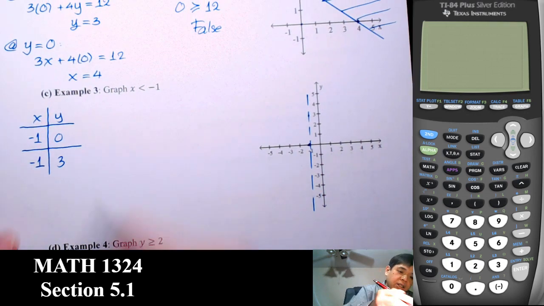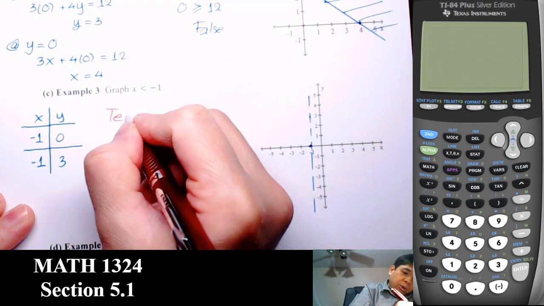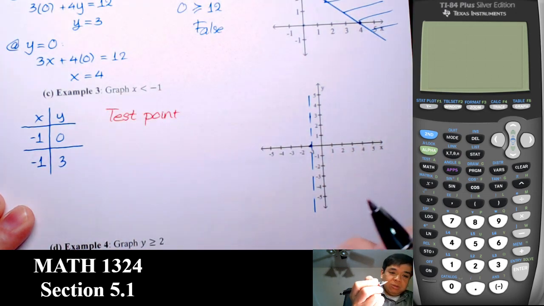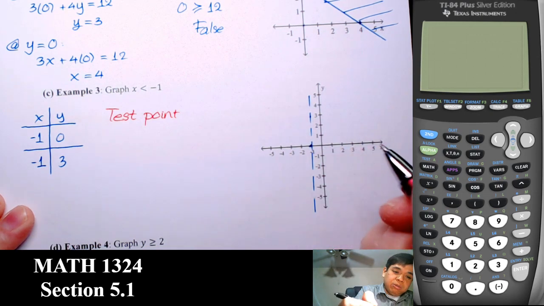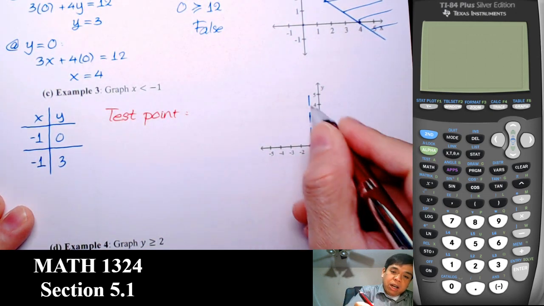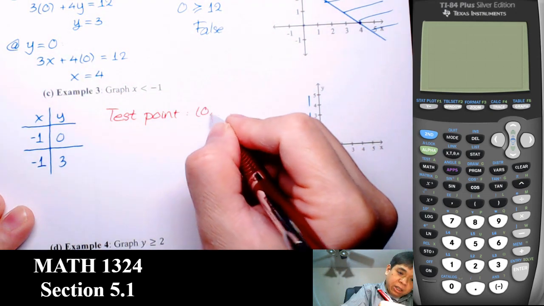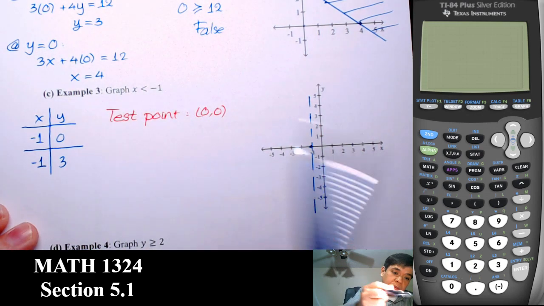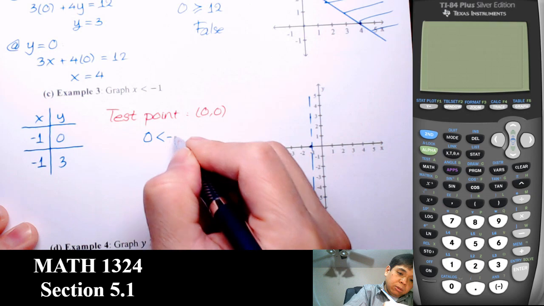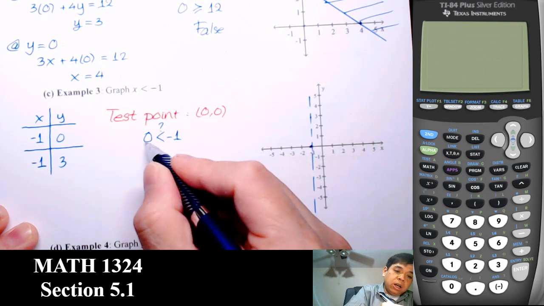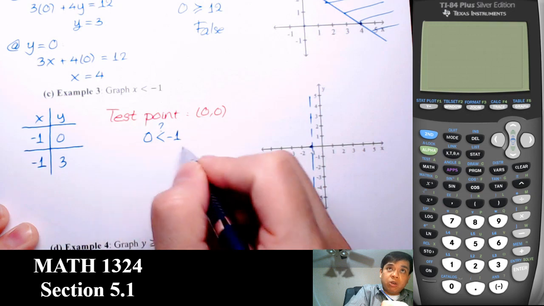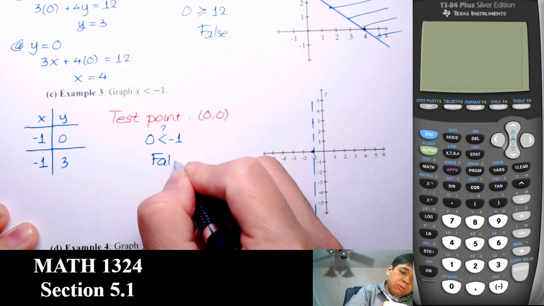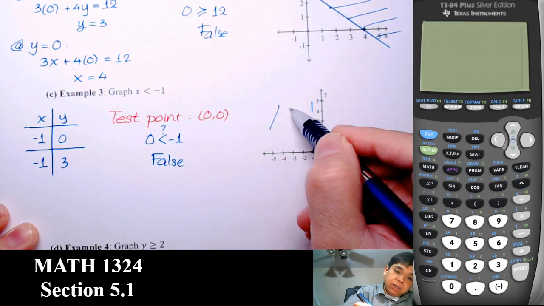Now we test again. Test 0, 0 when possible. Actually, we can test any point. We can choose 0, 0 or any point that is not on the line. Again, let's choose 0, 0 here. There's only x, so we substitute 0 for x. Is that true? 0 is not less than -1. 0 is greater than -1. So it's false, and we shade across the line.